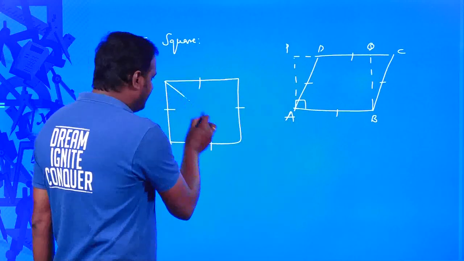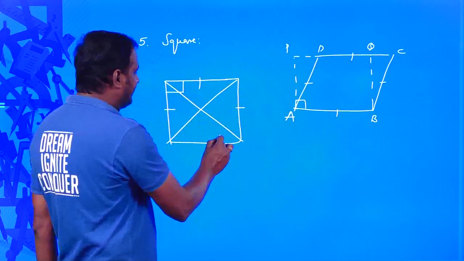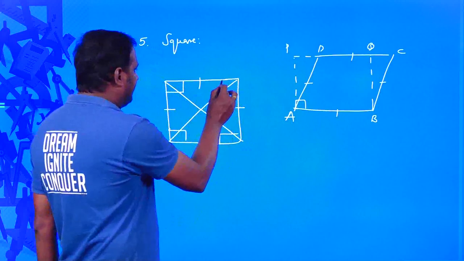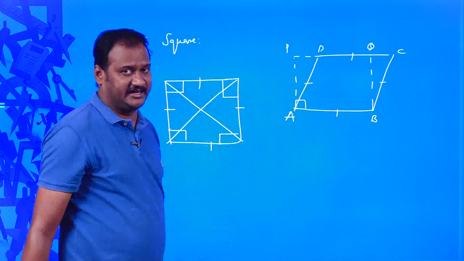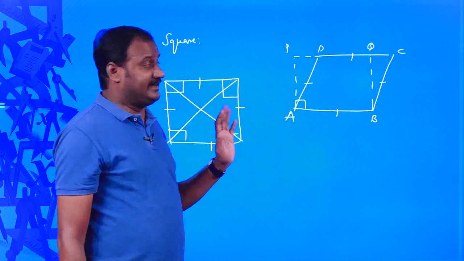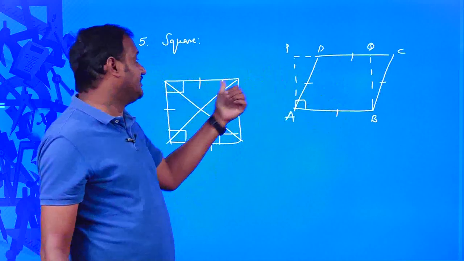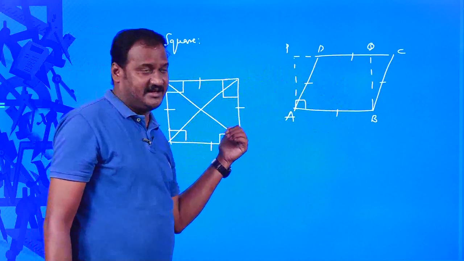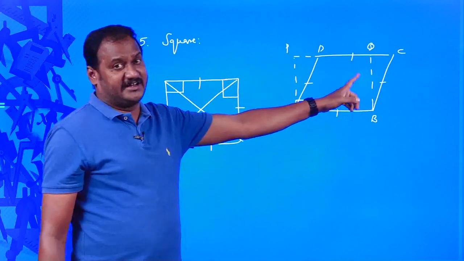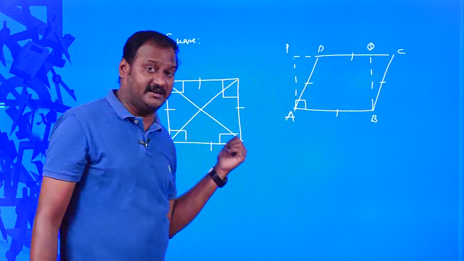And what about the diagonals? Coming to the diagonal, since each angle is equal to a right angle, like in a rectangle, both the diagonals are equal. And since in a rhombus the diagonals are right bisectors, here also the diagonals are right bisectors. And in a rhombus, the diagonal is an angular bisector, so here also the diagonals are angular bisectors.